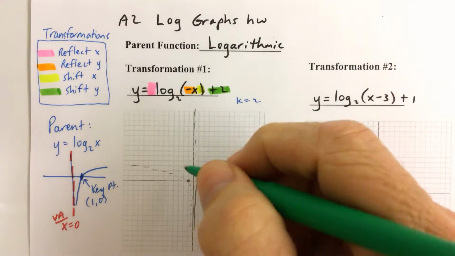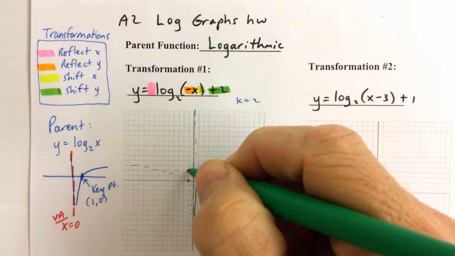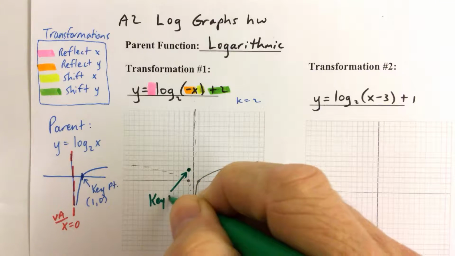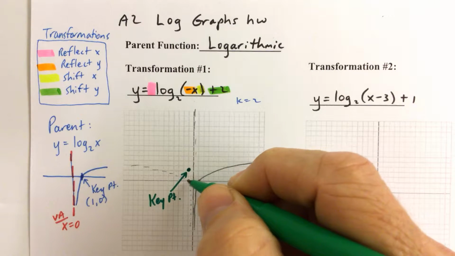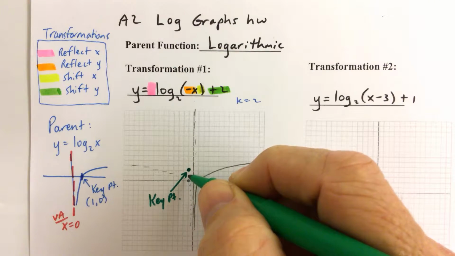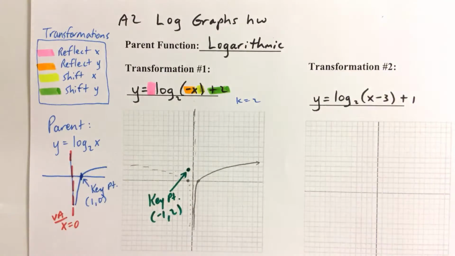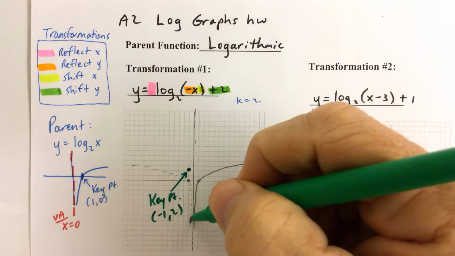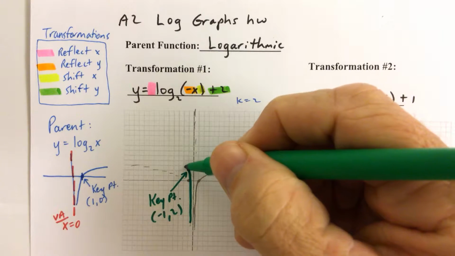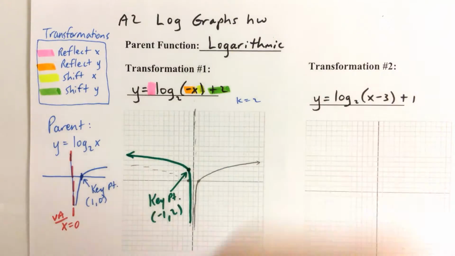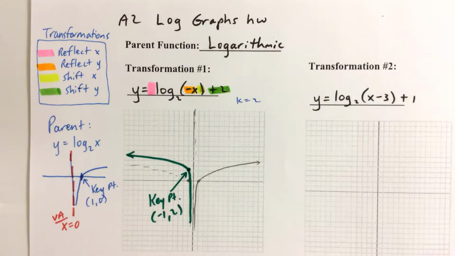So moving it up 2 units, the key point moves up 2 units. Now the key point has the coordinates, let me write key point here, negative 1, 2. So negative 1, 2 are the coordinates of the key point. And then we're just going to go ahead and draw the graph through the key point and off to the left like that. It's supposed to be approaching the asymptote. It gets hard to do that.